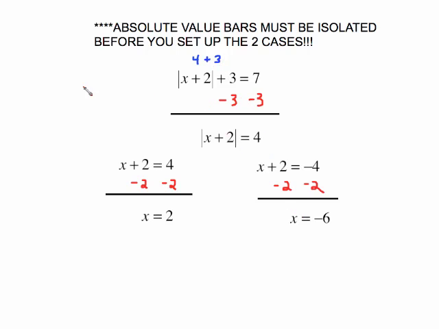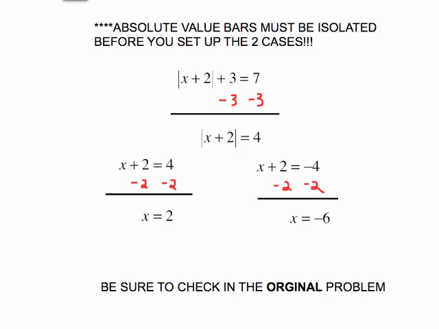Put negative 6 in here. Negative 6 plus 2. Take the absolute value. Negative 6 plus 2 is negative 4. But the absolute value of negative 4 is 4. 4 plus 3 is 7. So be sure you check in the original problem.